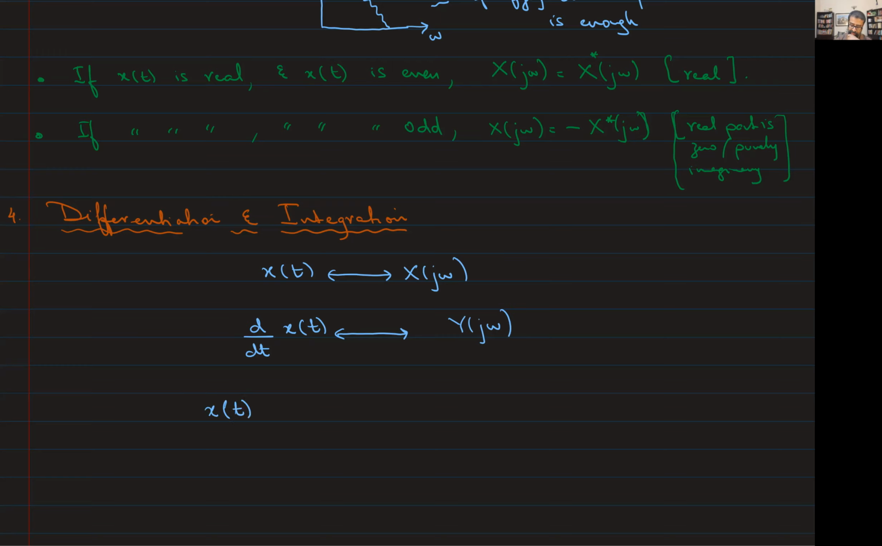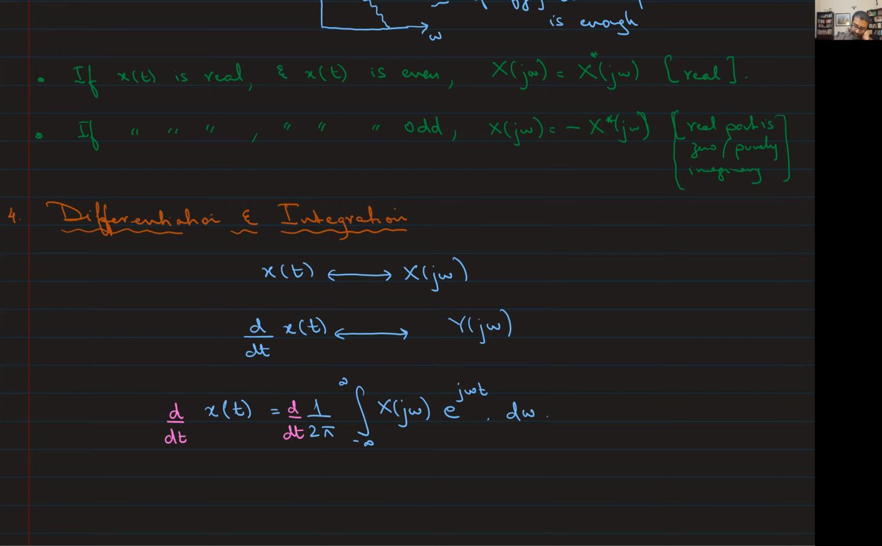Let me write down the synthesis equation. x of t is 1/2 pi times the integral from minus infinity to plus infinity of x of j omega e raised to power j omega t, and this integral is with respect to omega. But yes, you're right, this is the starting point, and let me differentiate both sides with respect to t as you suggested. I'm using another color here. So I differentiate this with respect to t, and I differentiate this with respect to t, and see what happens.